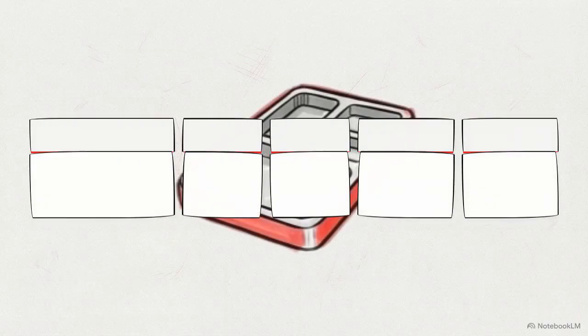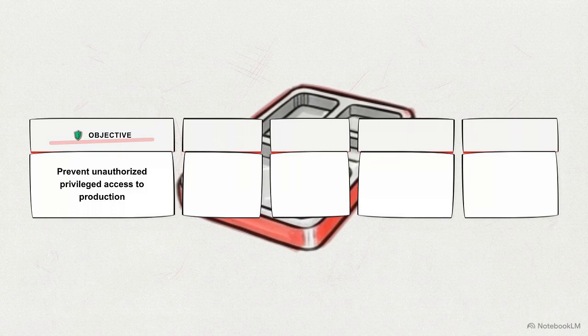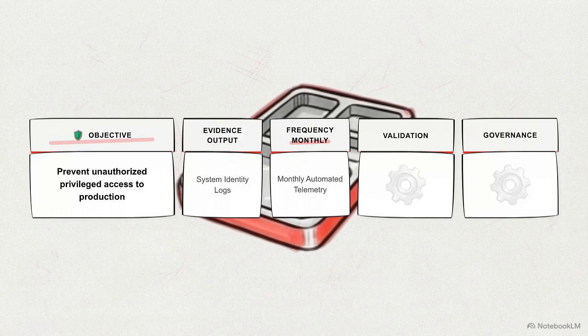Step 3 involves setting up columns in our blank spreadsheet to build a repeatable evidence engine. This structure ensures proof is reliable and consistent. The first critical column is the objective. This anchors the row to the specific defense we designed. Next, we specify the evidence output and establish the frequency. A monthly cadence ensures we catch any drift long before auditors arrive. Then we add validation and governance. These columns dictate the person responsible for verifying the control and the protocol for handling exceptions.